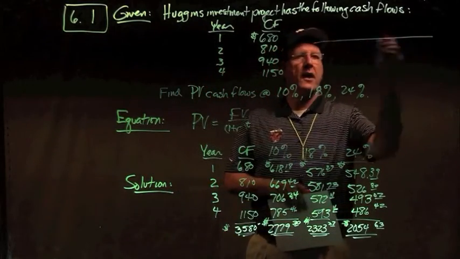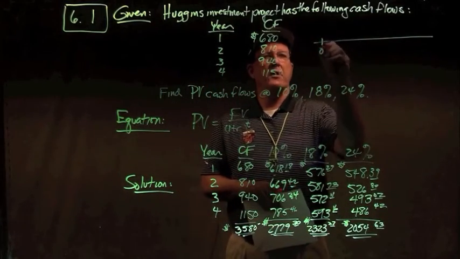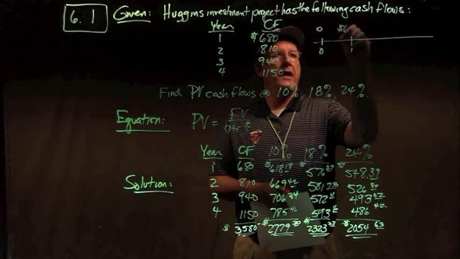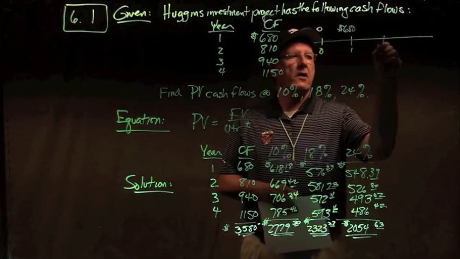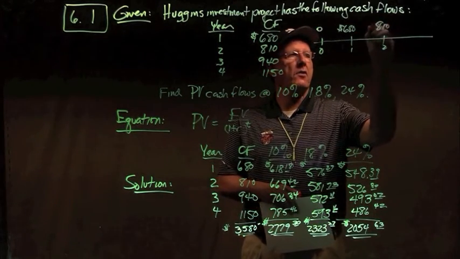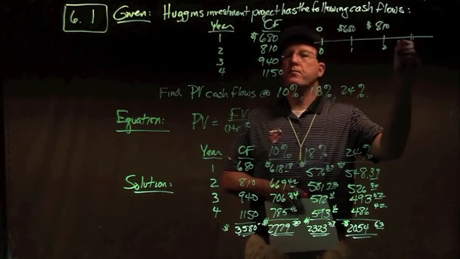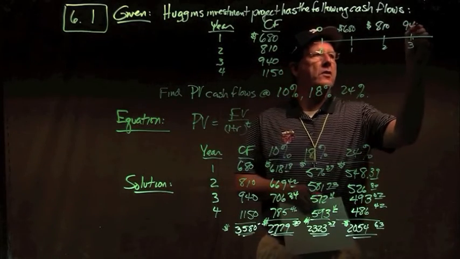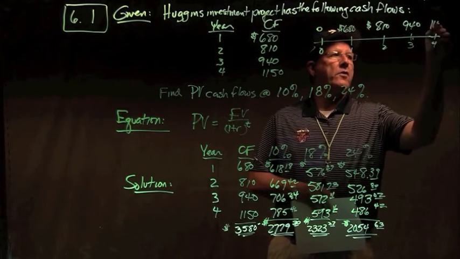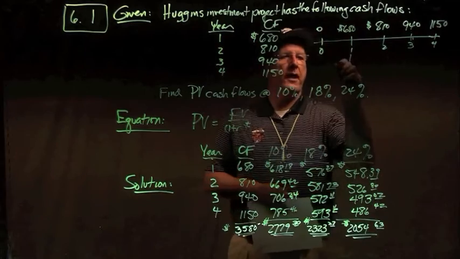So if we were to draw a timeline for this one, we have time 0 with no dollars, time 1 with $680 coming in at the end of the year, year 2 with $810, year 3 with $940, and year 4 with $1,150. And we want to know, what are these worth today?